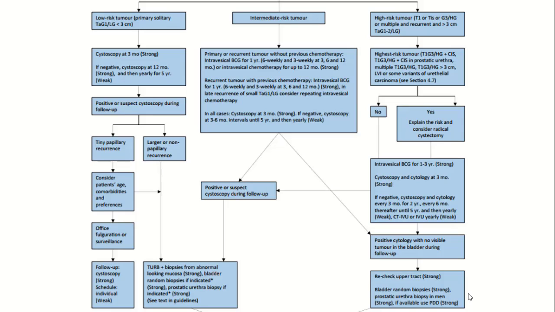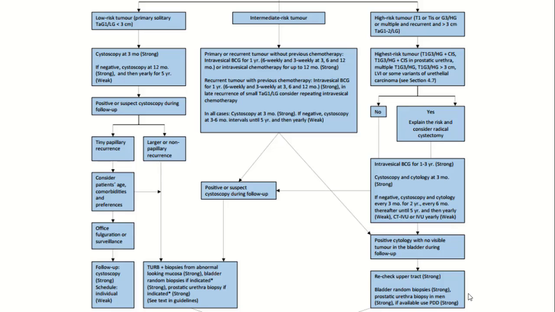If the patient is having a papillary recurrence, the tumor is of the papillary type and it is bleeding, and considering the specificities of the patient like age, comorbidities and other preferences, we will first think to fulgurate the tumor, and then we will follow with cystoscopy, chemotherapy, intravesical BCG.